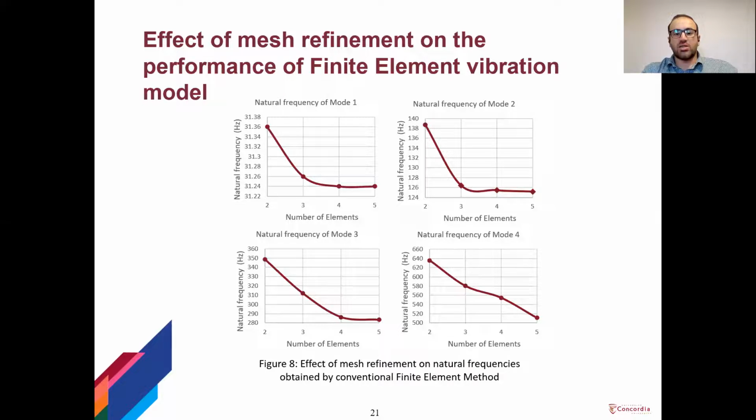In this slide, the effect of mesh refinement on natural frequencies obtained from the conventional finite element model is shown. The same simply supported beam that we discussed earlier, made of aluminum, is modeled using conventional finite element beams. The number of elements used in the model is increased and natural frequencies of the first four modes of vibration are calculated. On the figures, the y-axis shows the obtained frequencies and the x-axis shows the number of elements used in the model.